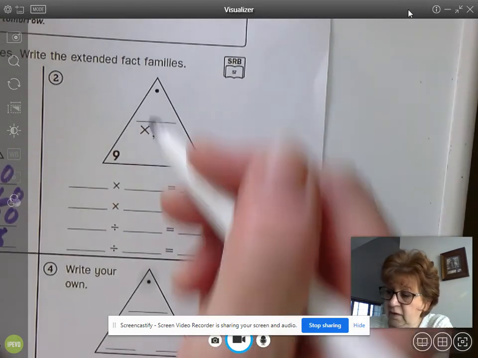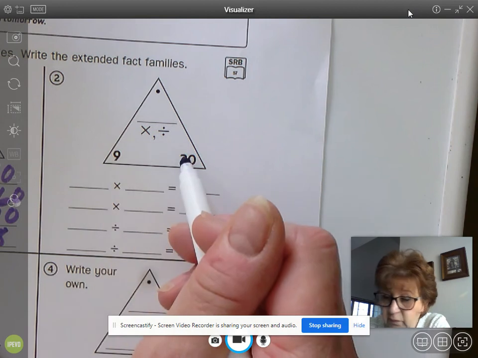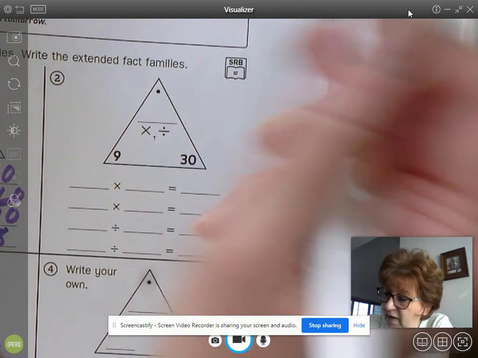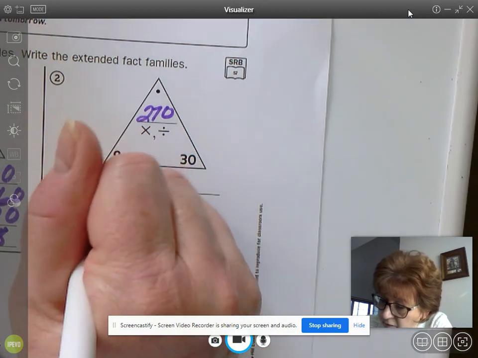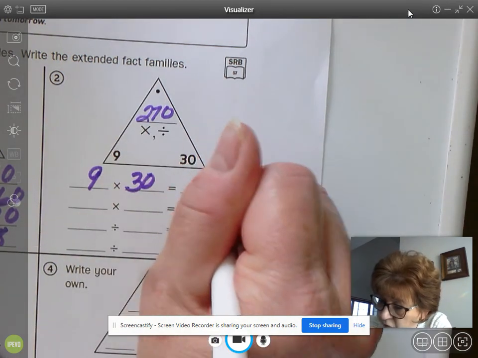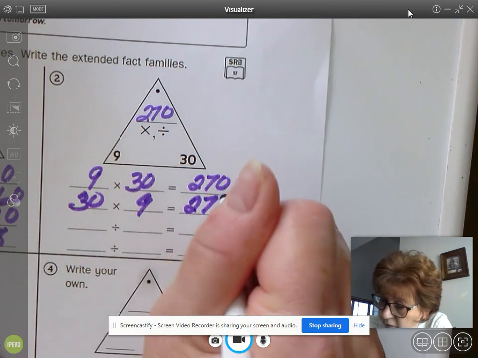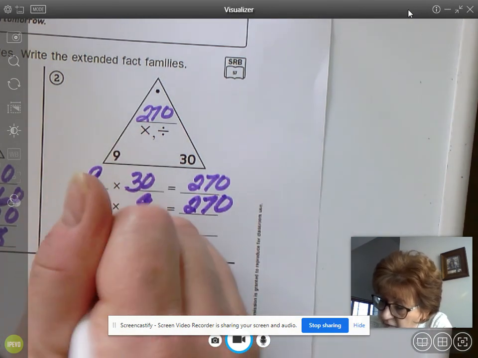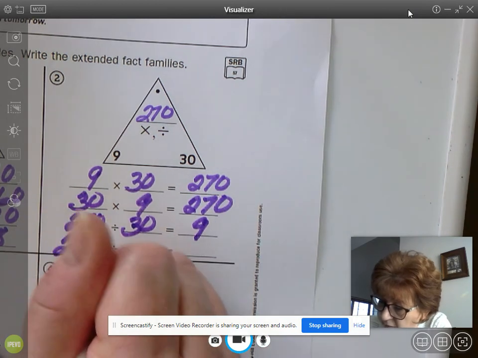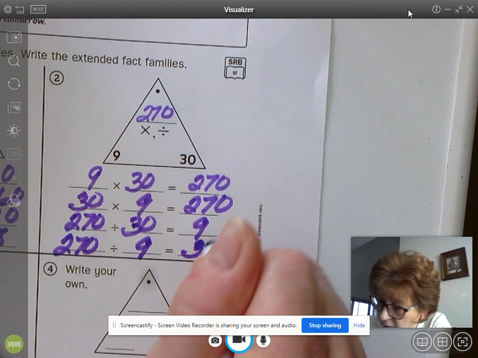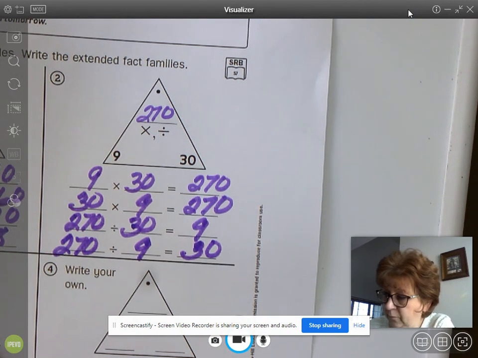And for this one, I need to find that product. So I have 9 times 30 equals, well, 9 times 3 is 27. So times that 10 would be 270. So 9 times 30 equals 270. 30 times 9 equals 270. 270 divided by 30 equals 9. And 270 divided by 9 equals 30. So I can do my fact families with that as well.